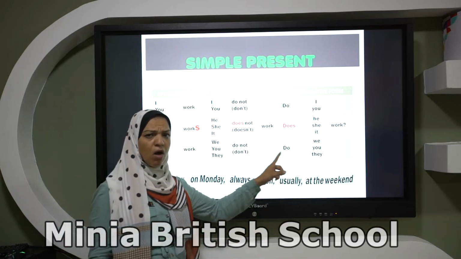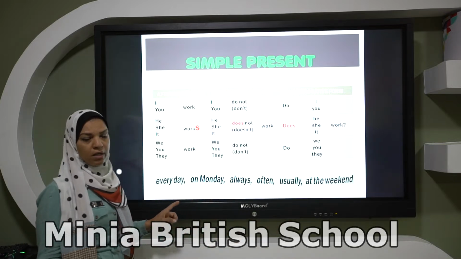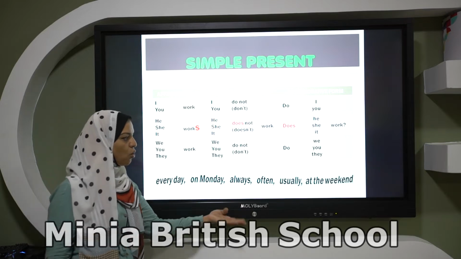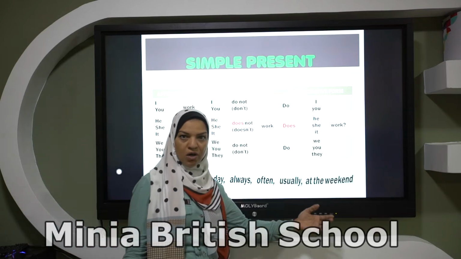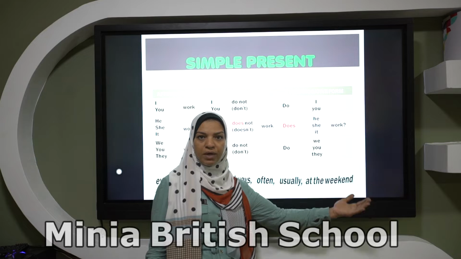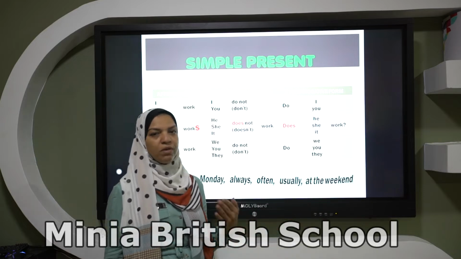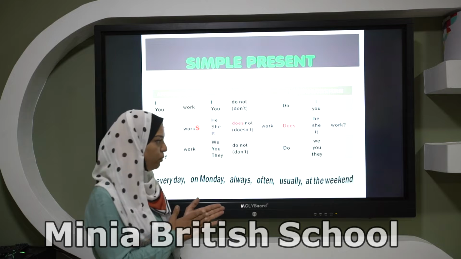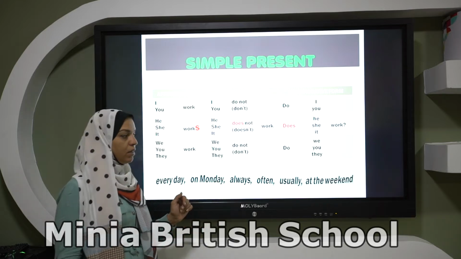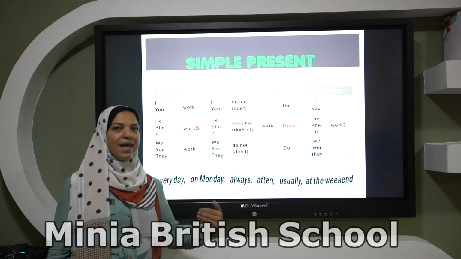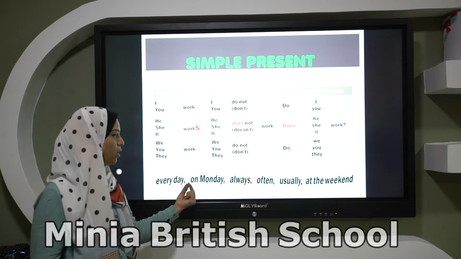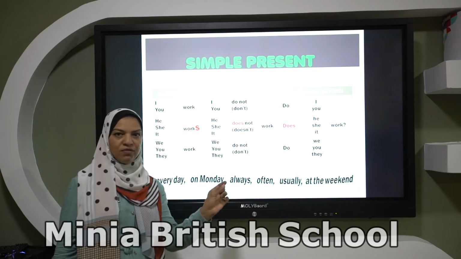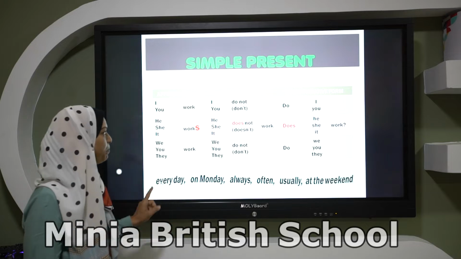These are the most commonly used time expressions for the tense: every day, on Monday, always, often, usually, sometimes, never, seldom, rarely. These are all, as we know them, the adverbs of frequency. So all the adverbs of frequency are used with the present simple here. And then at the weekend, or at weekends in general. Also, when we say on Mondays, that's a general idea about the activity that you do every Monday.